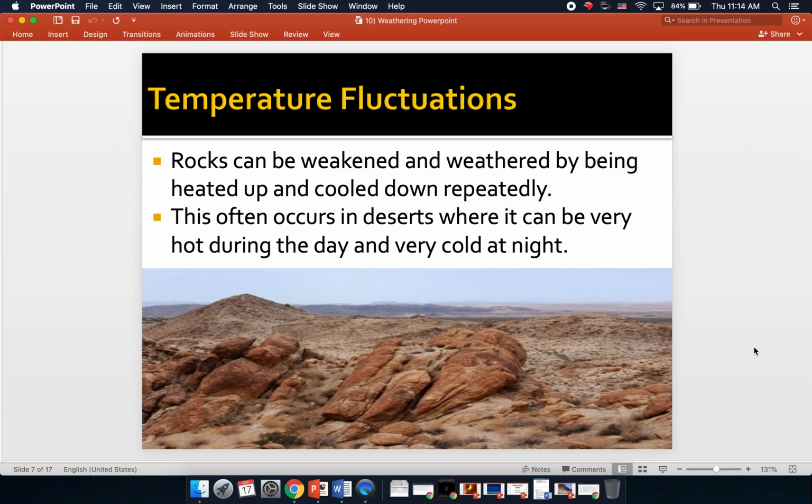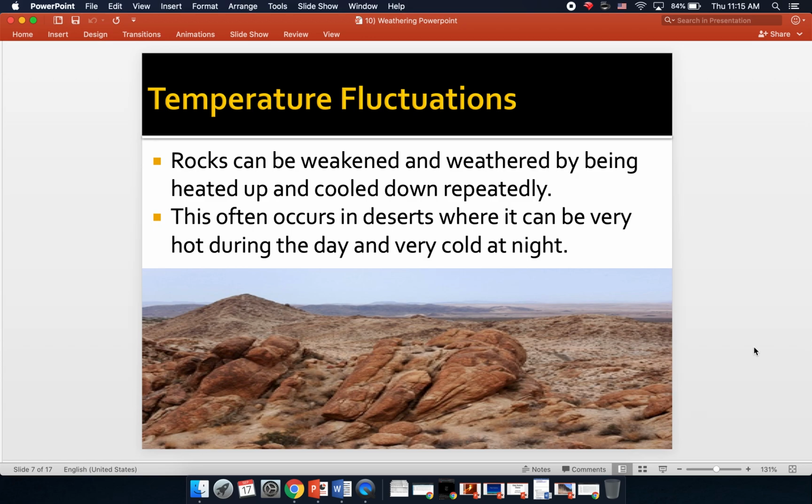All right, temperature fluctuations. We know that when something is heated, it expands, and then when it's cooled, it contracts. And this is also true for rocks. They can be weakened and weathered by being repeatedly heated up and cooled down. This can happen from season to season. It can also happen between day and night.